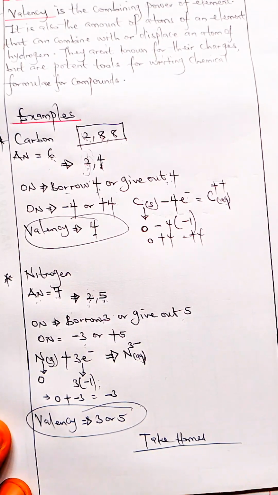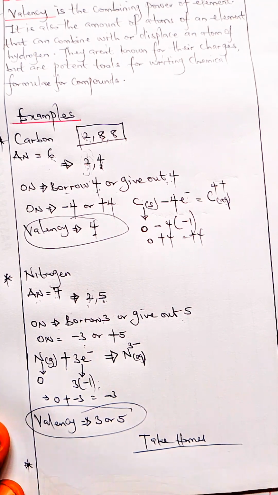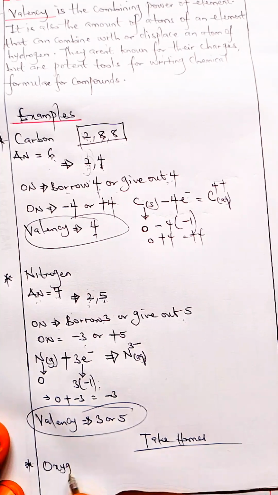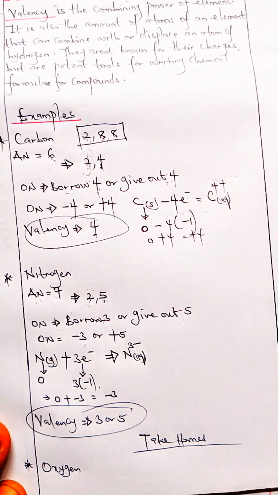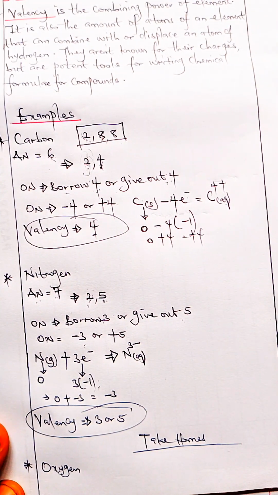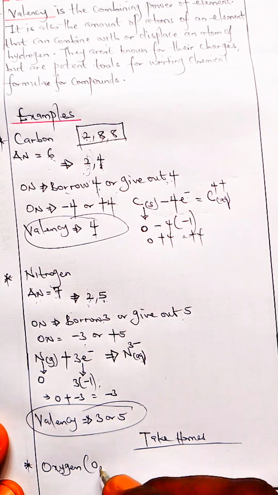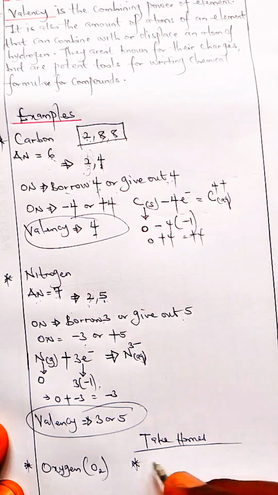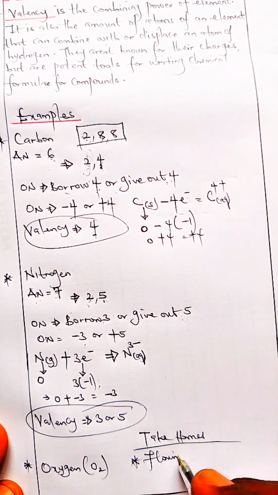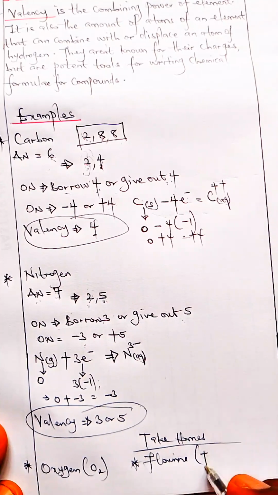So, a couple of take-homes. I would love you to get me the radical, the valency, and the oxidation number for these elements. The first element is oxygen, the oxygen molecule, and after oxygen, the next element is fluorine, that's a gas, fluorine gas.